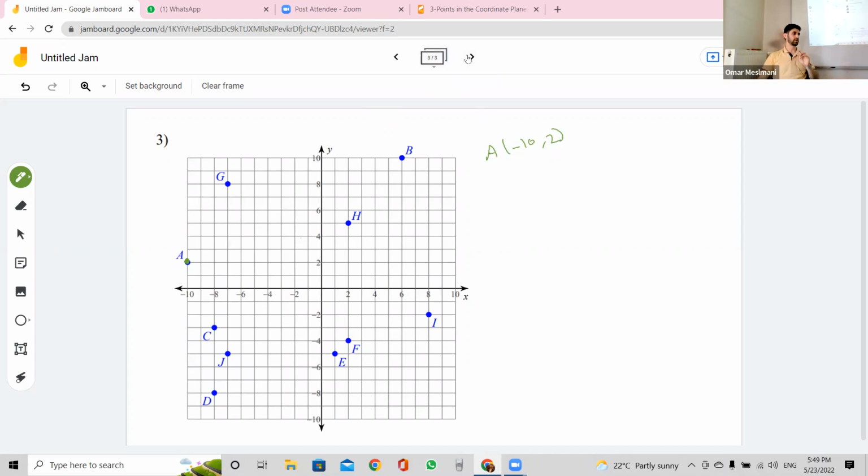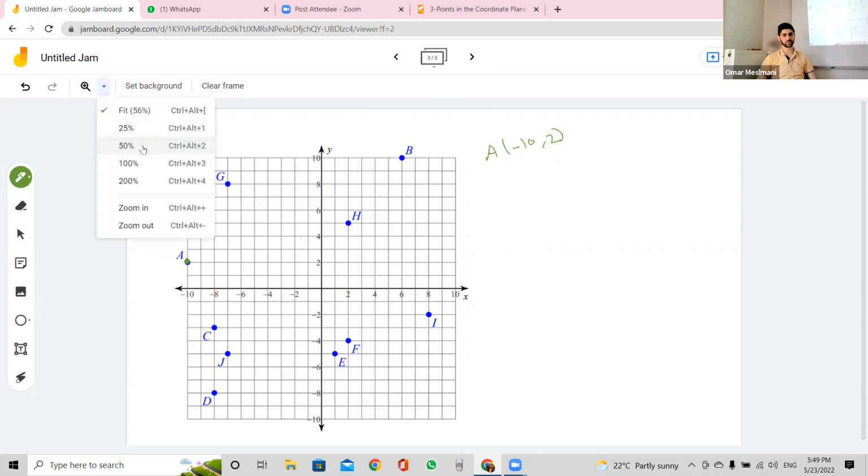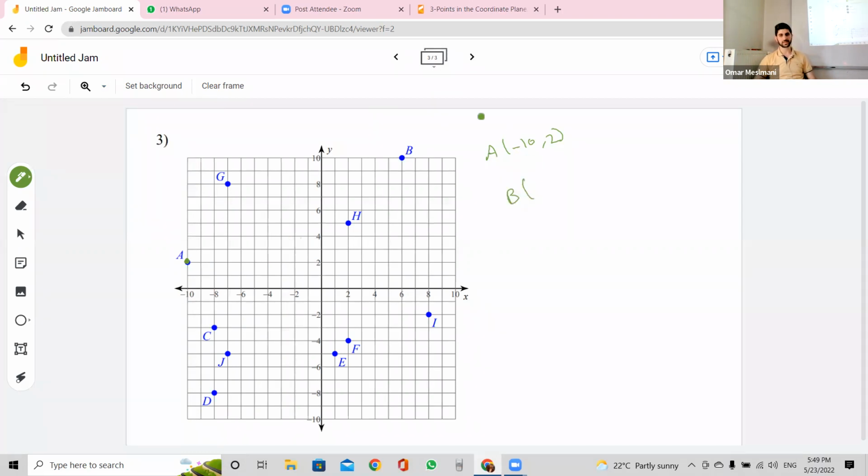Hi. You're late. All right. So now point A is, as you said, negative 10 and 2. Is it? Negative 10 and 2. Now point B. Let's ask Muhammad. Point B. Yes, it's 6, 10. Correct. 6 and 10. Now, Radwa. Point C.